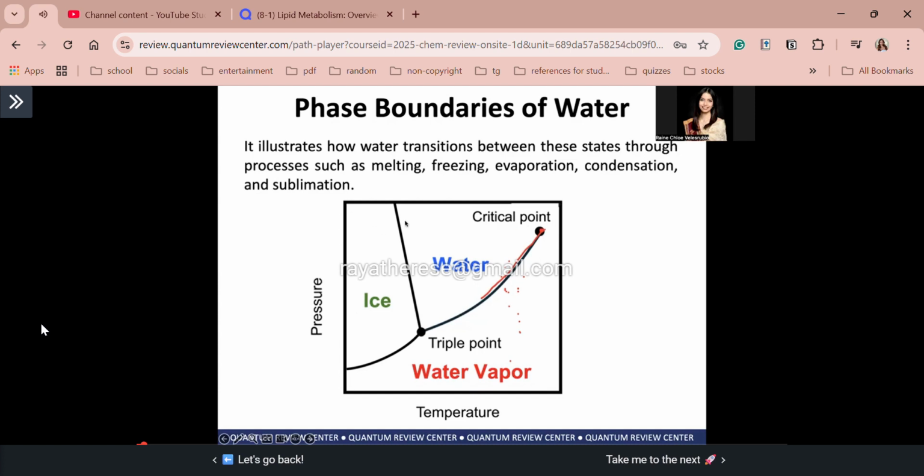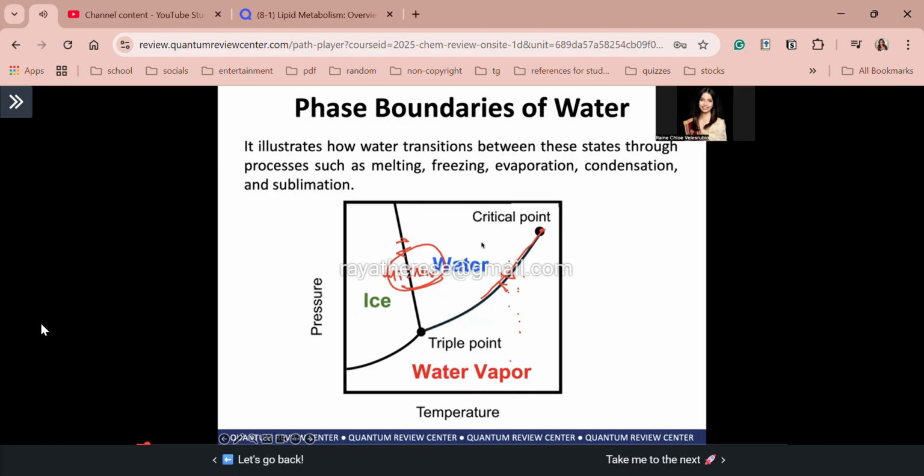Now, the lines separating the phases, such as ice and water, and water and water vapor, are called the phase boundaries. They indicate that the phases are in equilibrium since their chemical potentials are equal. So we can say that the chemical potential of ice is equal to the chemical potential of water. That's why along this phase boundary, they are in equilibrium. The same goes for water and water vapor, because their chemical potentials are equal, or their tendency to change or to react is also equal.